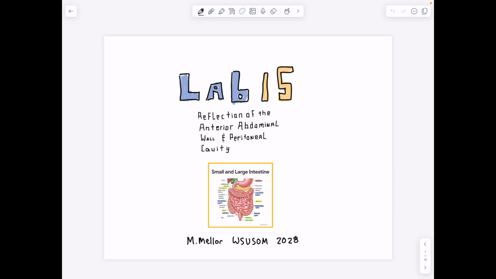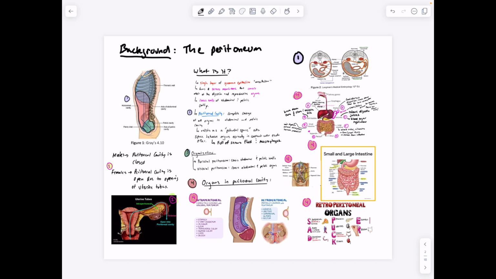Hi guys, this is a review of Lab 15 and Lecture 36, reflection of the anterior abdominal wall and the peritoneal cavity. I hope you guys are doing well. This is hopefully going to be a quick one.